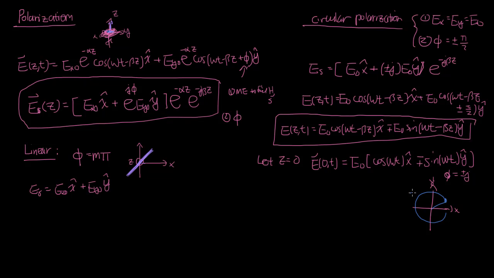So in this drawing here, the y component is sine of omega t, and the x component is cosine of omega t. And if you run this through your head, what you're going to find is that if phi is equal to plus pi half, which is the minus sign situation, you end up with clockwise. And if phi is equal to minus pi half, you're going to end up with counterclockwise.